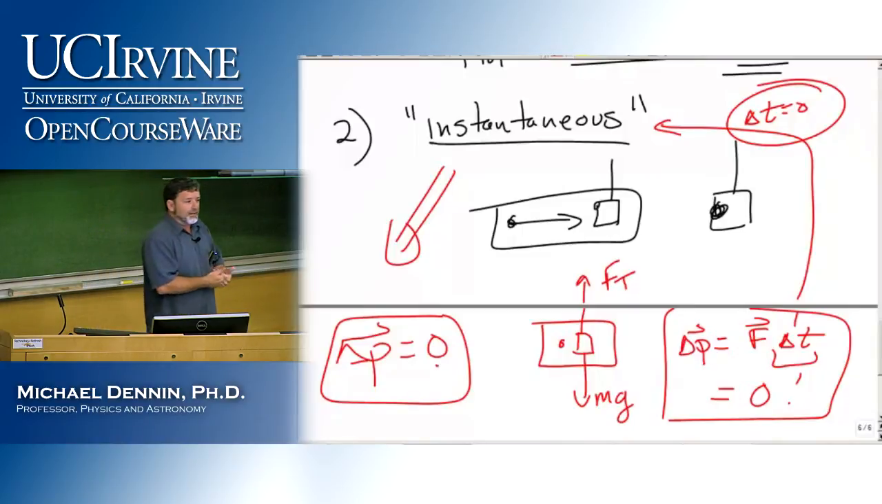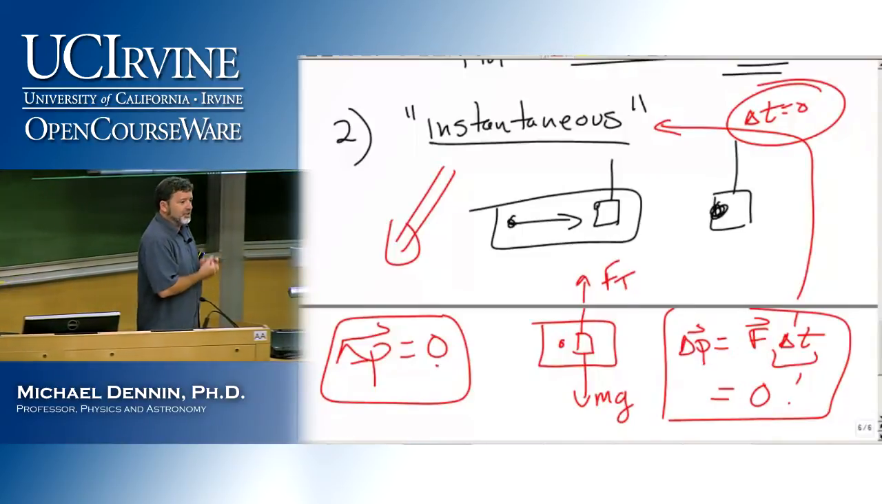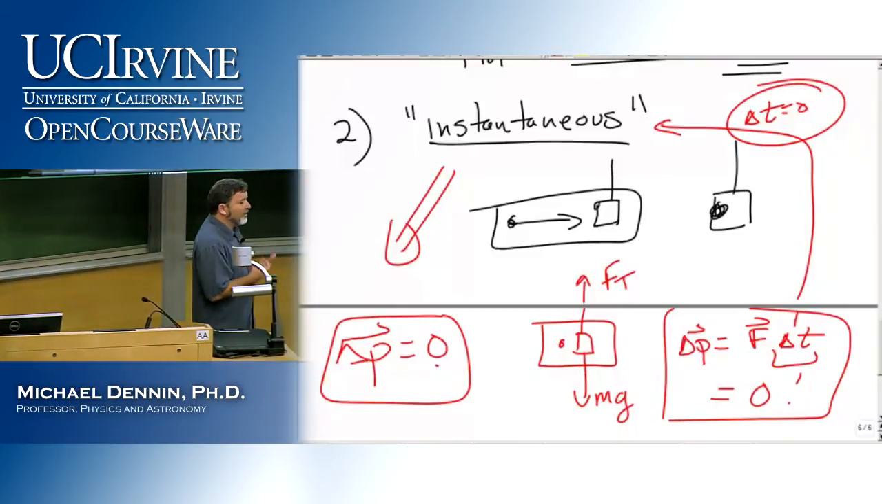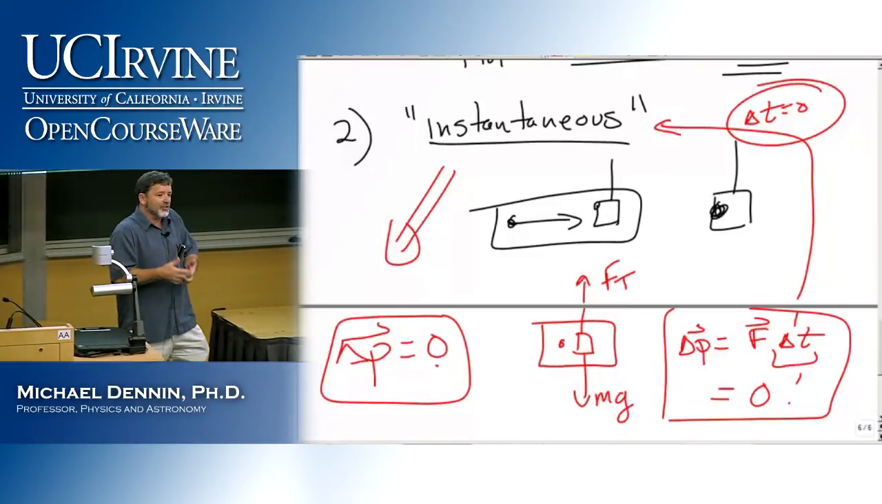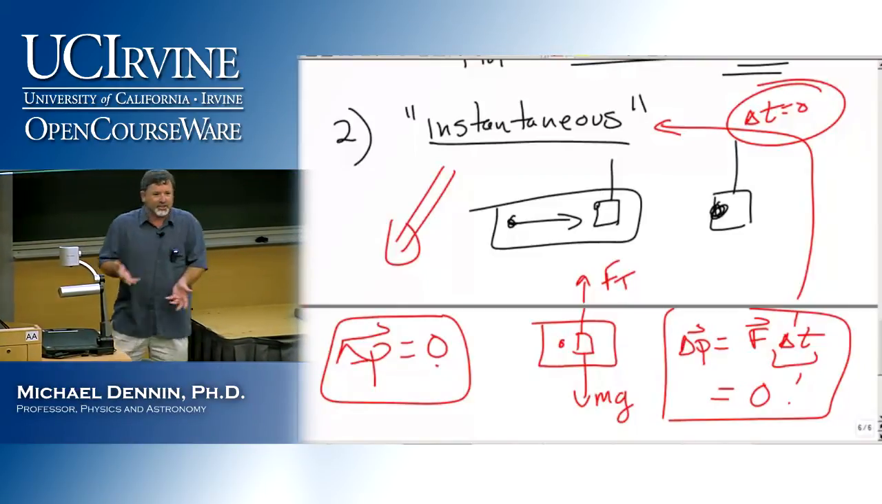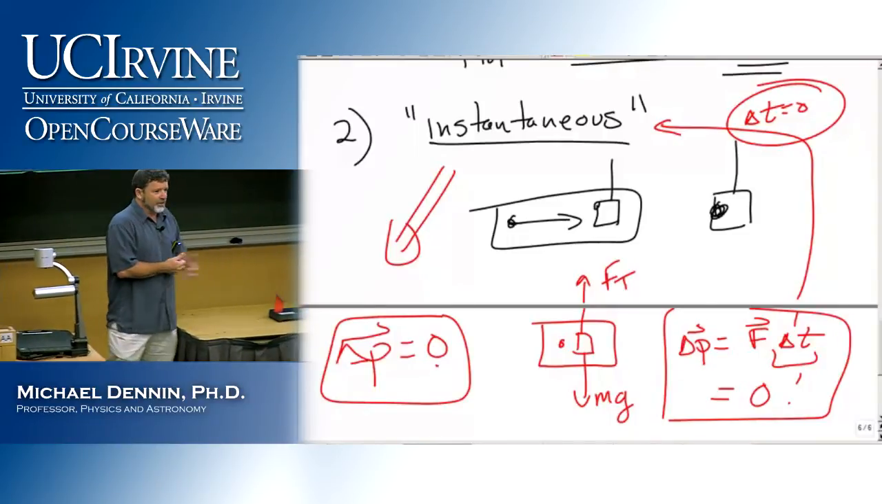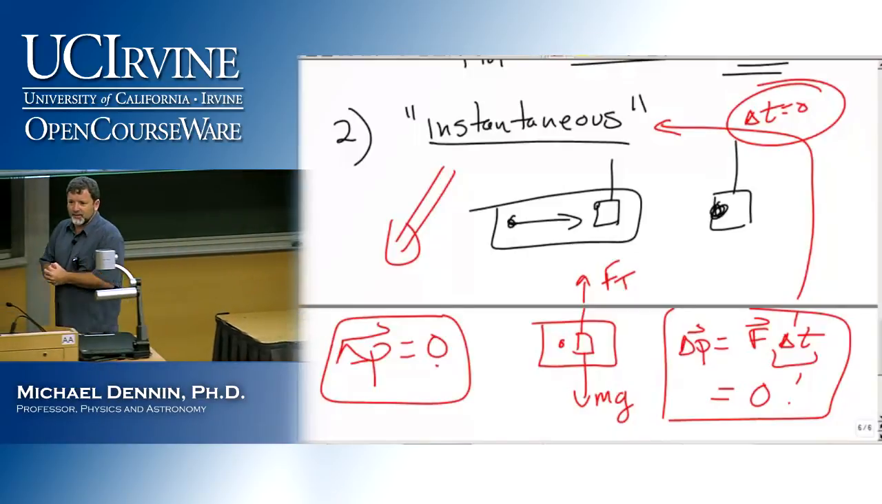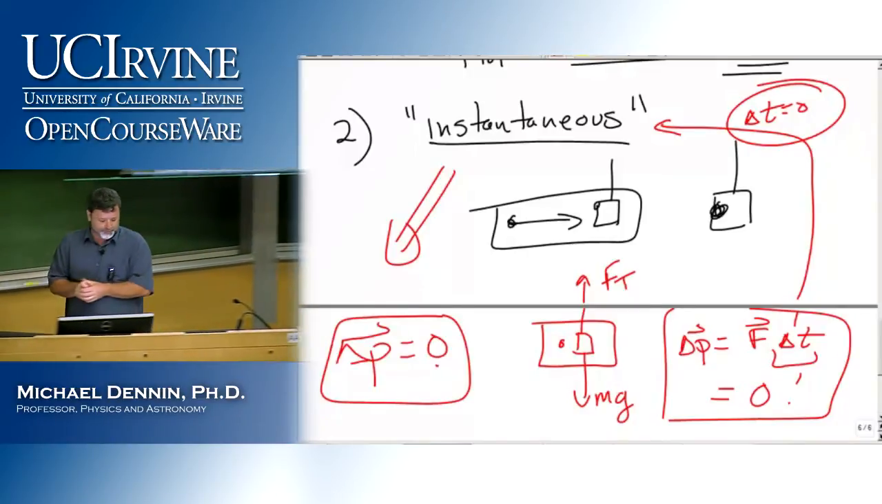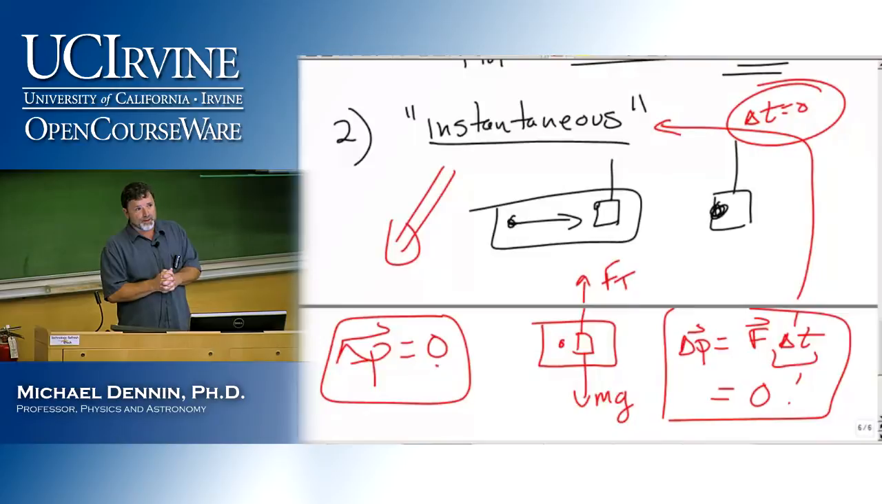So 9.9 times out of 10, if there's a collision in the problem, unless I tell you how long the collision takes and ask you for the average force during the collision, in which case you're going to have to use momentum impulse, you will assume the collision takes 0 time and everything happens quickly and momentum's conserved. Any questions on that?